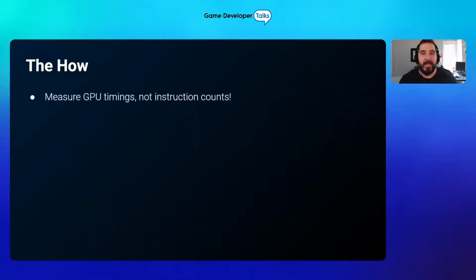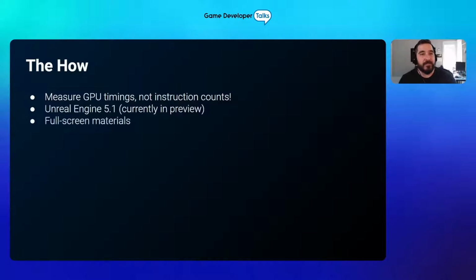So if it's not instruction counts, then how are we going to compare these myths? Well, I mentioned earlier that what really matters at the end of the day is how many frames you can render in a second, right? So that's how we're going to measure these. And to get things started, we're going to use the currently in preview Unreal Engine 5.1. Every myth is going to be tested with a full screen material. It's going to take up the whole screen. The only thing that is affecting the base pass cost of the frame is that material.